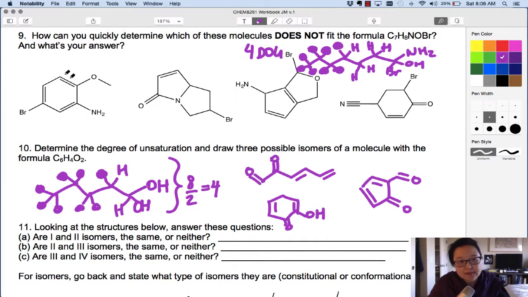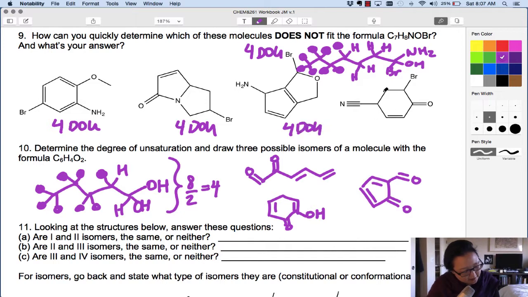So going through each of these molecules, how many degrees of unsaturation are there? The first one has 4 degrees of unsaturation because it has a ring and 3 double bonds. This one has 2 rings and 2 pi bonds, so that's also 4 degrees of unsaturation. This is 2 rings and 2 pi bonds. And this one is a ring and 2, 3, 4. So this is 5 degrees of unsaturation. 2, 3, 4, and then the ring is 5. So that one doesn't fit.